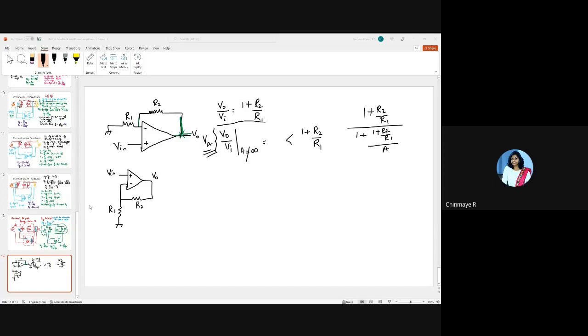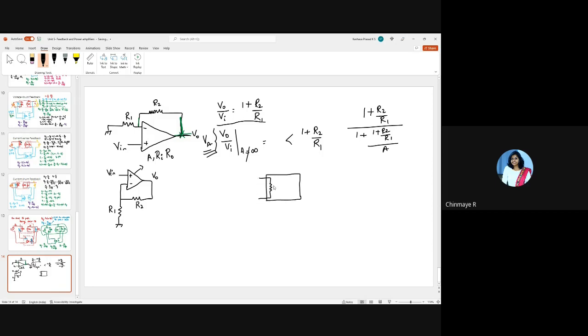Okay, so now let's draw a block diagram of this. So this is basically an op-amp. Let this have a finite gain A, and let this have a finite input impedance Ri, and let this have a finite output impedance R0. So now how do we represent this amplifier? Something like this, right? Because this has two inputs.